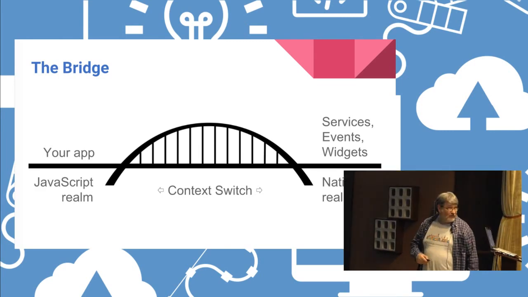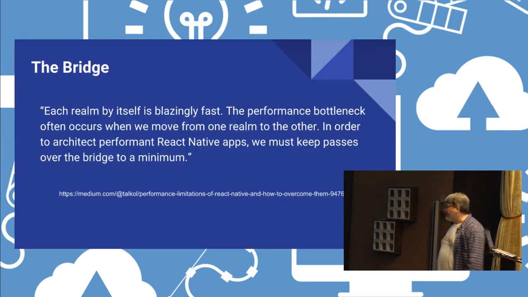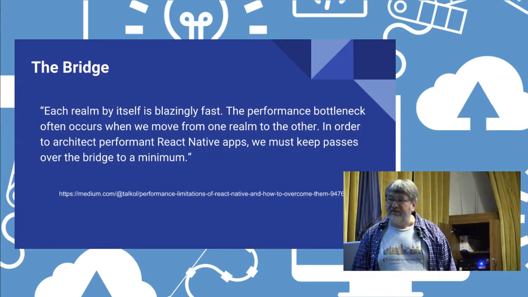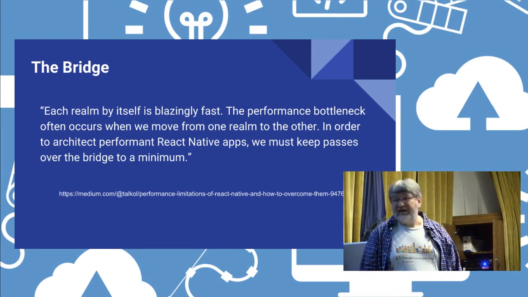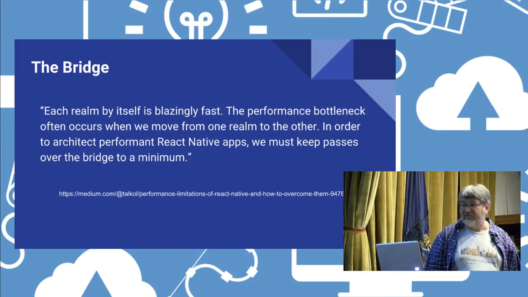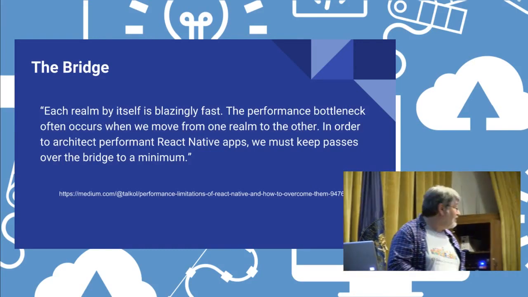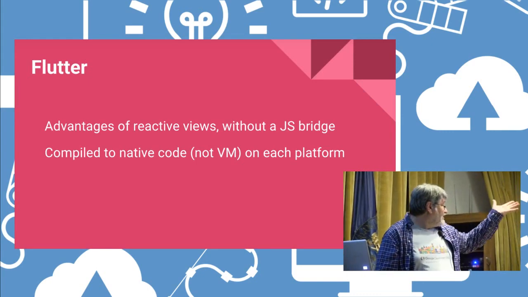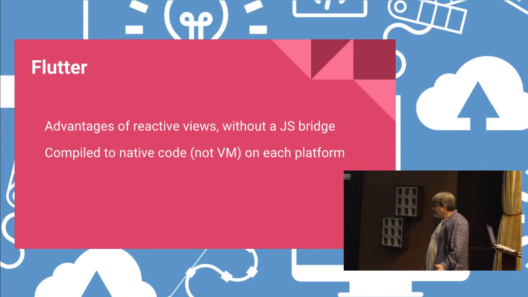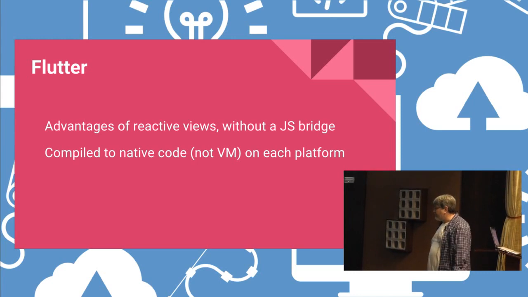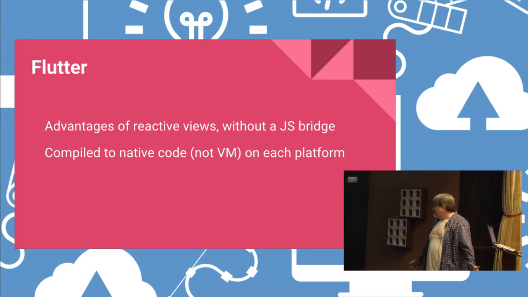And you don't have to take my word for it. This is an article that somebody wrote about how to make React Native apps faster. And they're basically saying, go across the bridge as infrequently as possible in order to get good performance. All right? So Flutter has reactive views. It doesn't need a JS bridge because it compiles to native code. And so that alone should be enough to make it interesting and worth trying. But that's actually not what this talk is about at all.